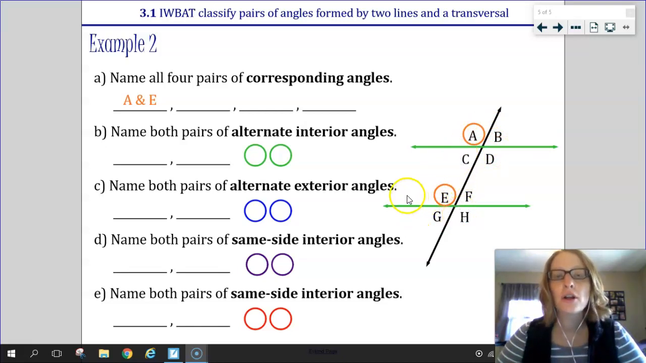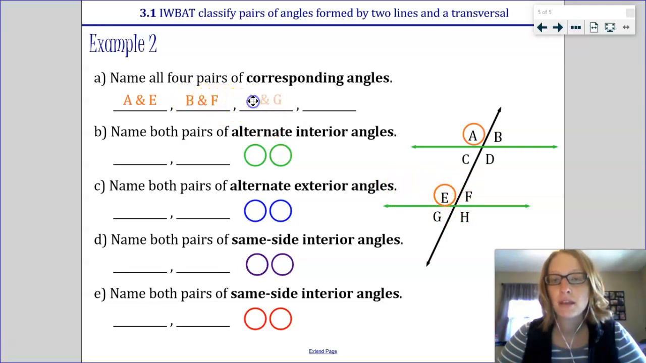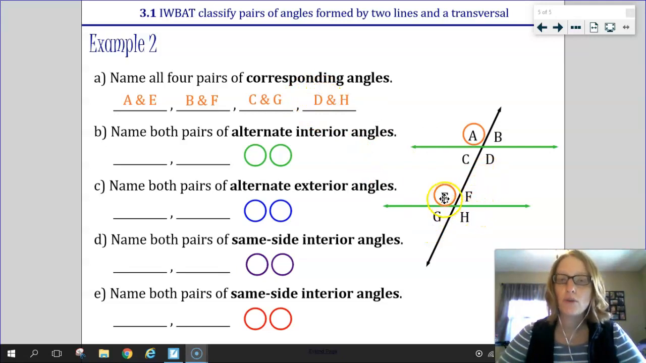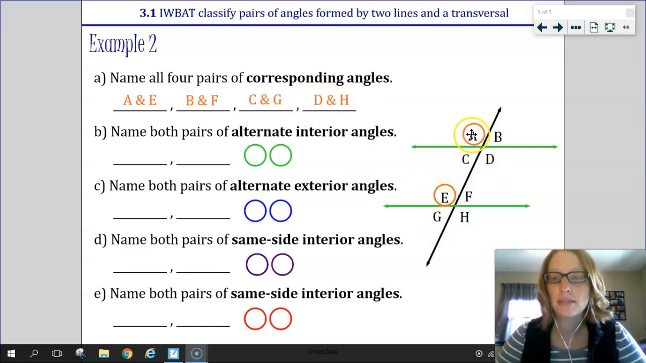There are 3 other pairs of corresponding angles, B and F, C and G, both in the bottom left corner, or finally D and H. Those are your 4 pairs of corresponding angles, same side of the line, same position.